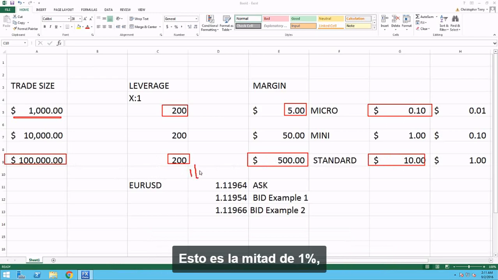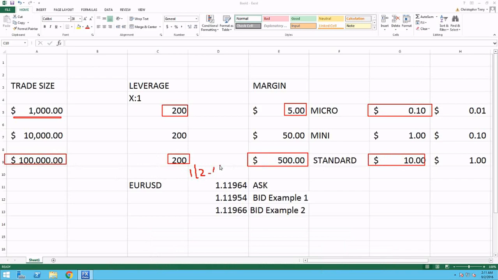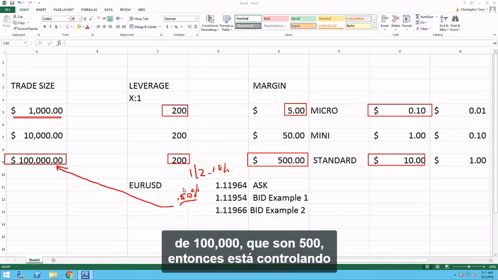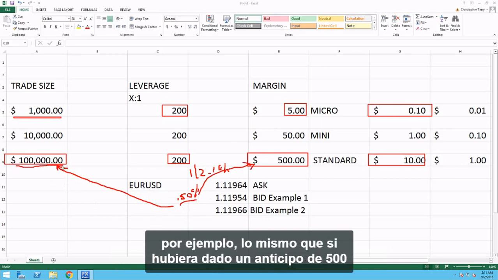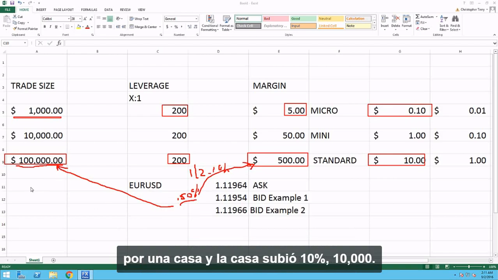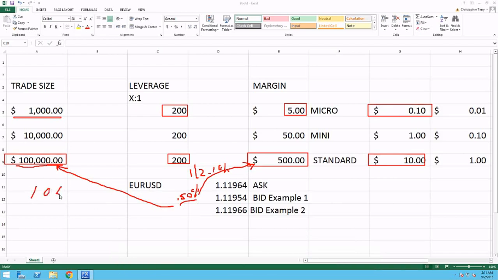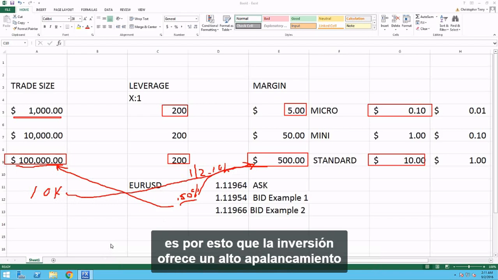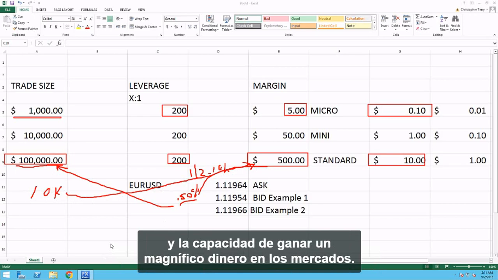This is 1/2 of 1%, or 0.50%. So you're depositing 1/2 of 1% on 100,000, which is 500. So you are controlling, for example, same as if you were to put 500 down on a house and the house moved up 10%, 10,000, right? You would have made 10,000 on a $500 deposit. So that's why trading offers high leverage and the ability to make magnificent money in the markets.